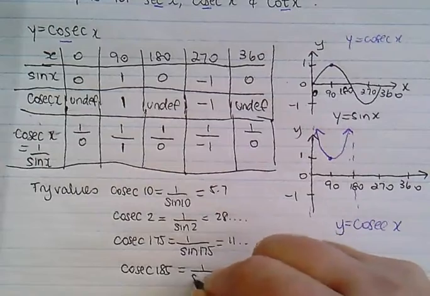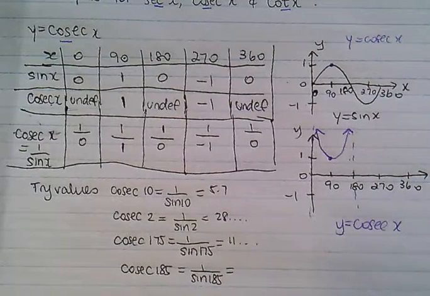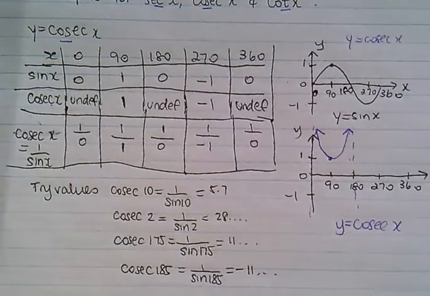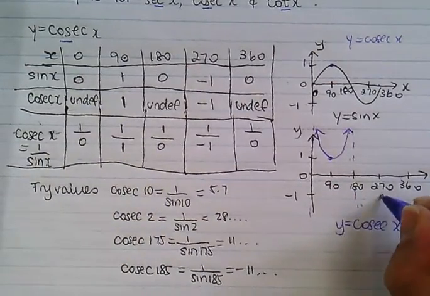It's 1 divided by sine of 185. You should get a negative value because the sine of 185 is negative, because it's quadrant 3. Do you get negative 11? All right, so we're down here now. What do you get for cosec 270? It is negative 1.